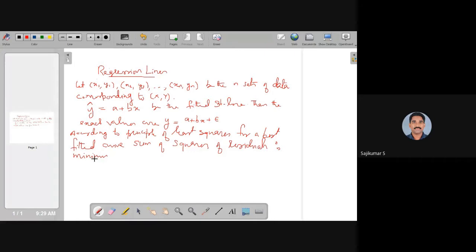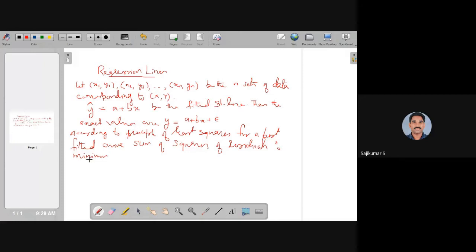And here the slope of the straight line is also known as the regression coefficient of y on x, because here we are predicting the value of y in terms of x. So the variable y is called the response variable and x is called the predictor variable.